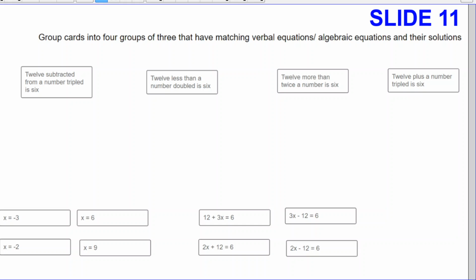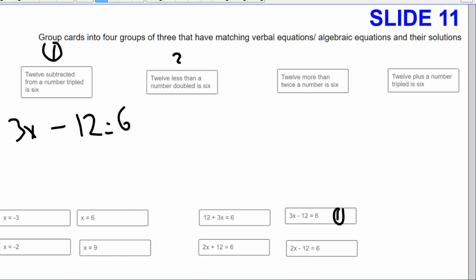solutions. So 12 subtracted from a number tripled is 6. Now I know subtracted from is one of those flip words, so that's actually going to be negative 12 at the end. And I know that a number tripled is 3x, and is refers to equals. So 3x minus 12 is 6, and I'm going to call that one 1.